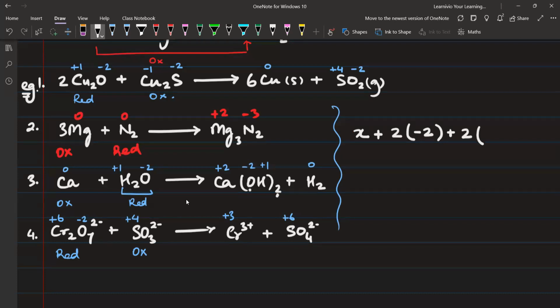So 2 into... Yes sir. What is the oxidation number of hydrogen? Plus 1. This is how you have to do it. Okay? Yes, sir. So 2 into OH, you don't have to do anywhere.